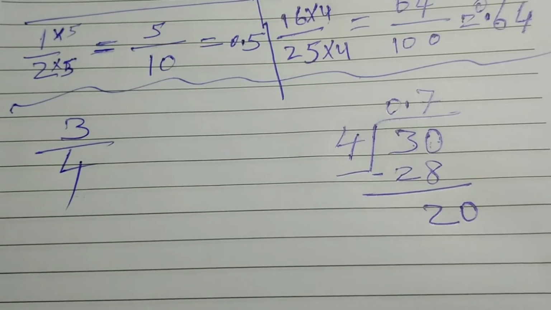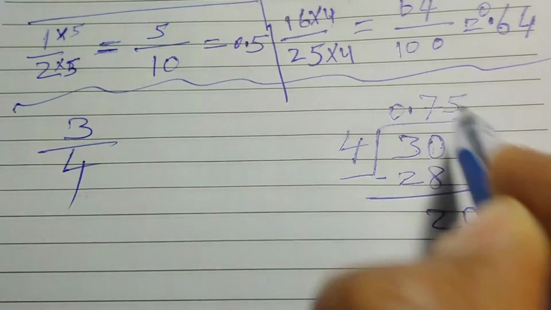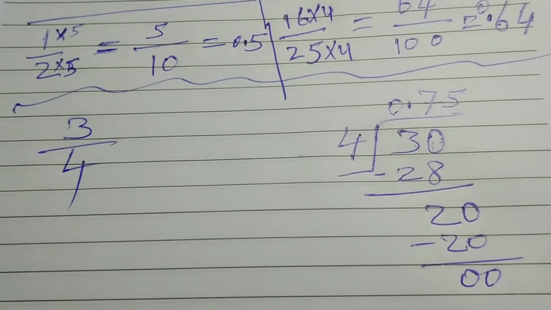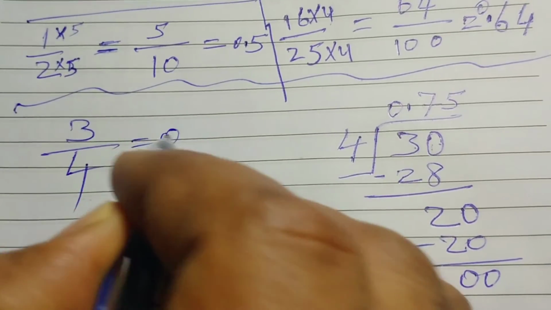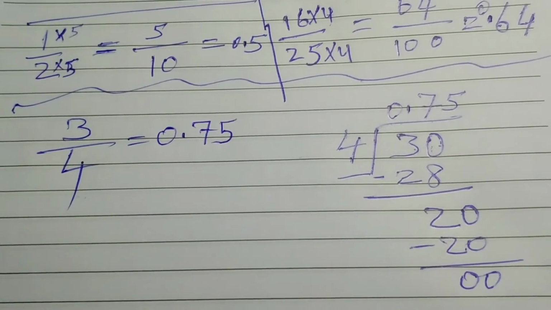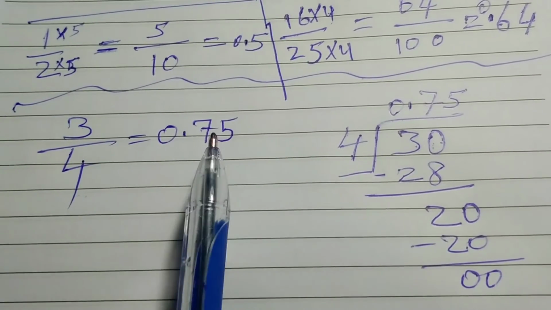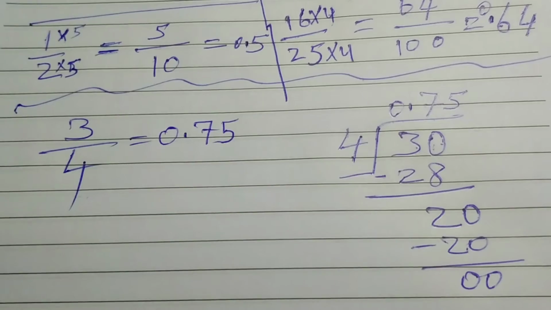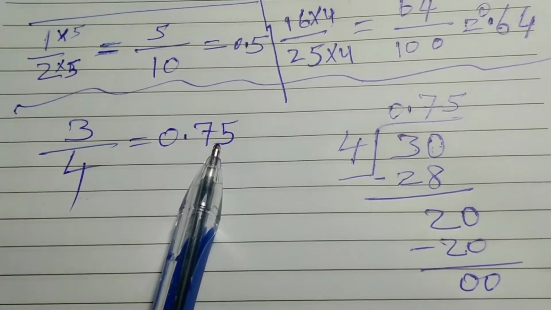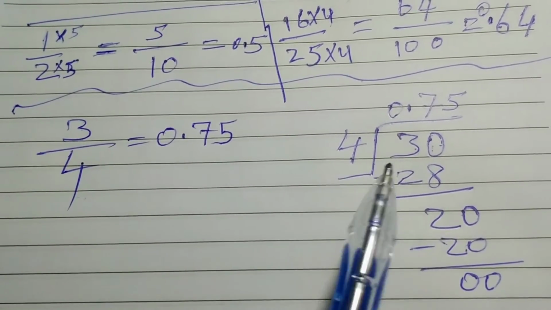Okay. So 4 times what equals 20? 4 times 5 equals 20. So 20 minus 20, the answer is 0. So our answer is 0.75. So this fraction I converted into a decimal. My dear, this was the question. After two decimal places it was completely divided.